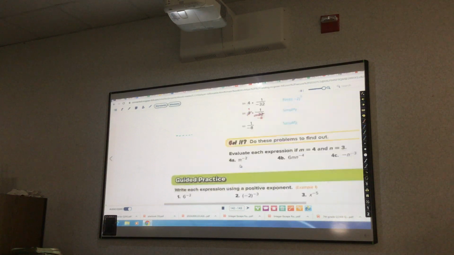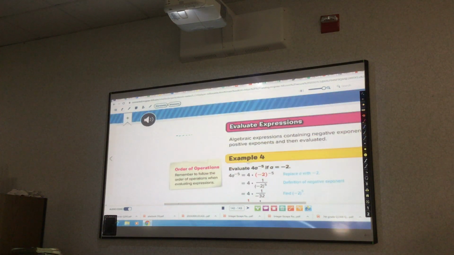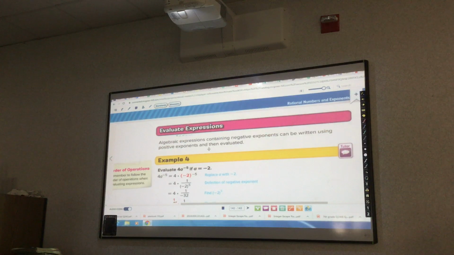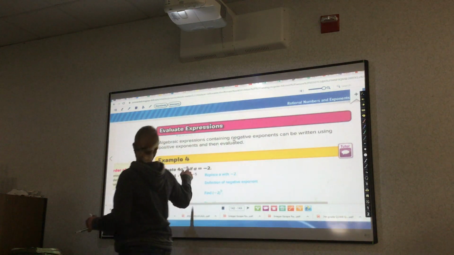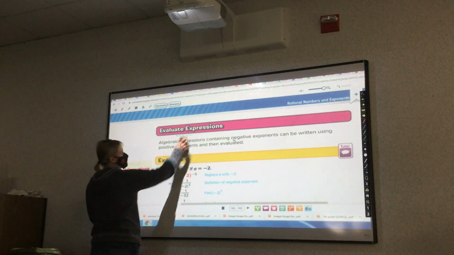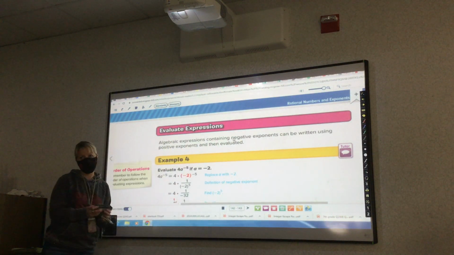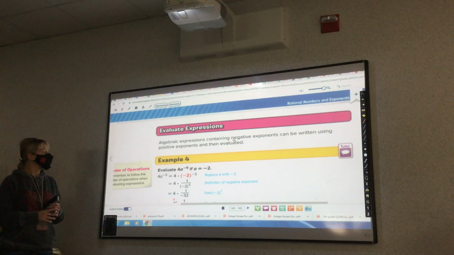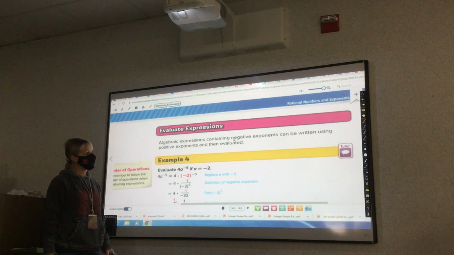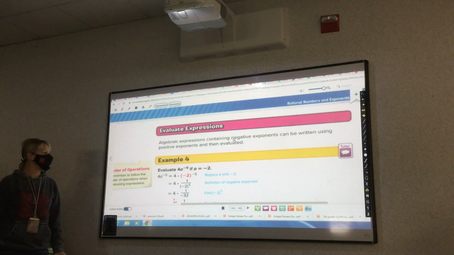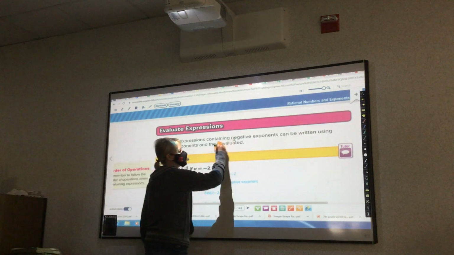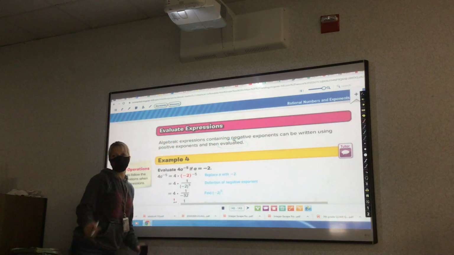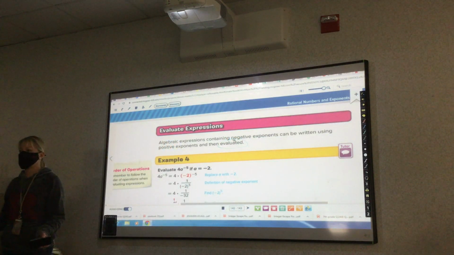Our last and final examples are just kind of like what we had before, where it's an algebraic expression, which just means they're giving you a letter, because that makes it algebra, and they're going to give you an amount, what it's worth, and you're just going to put it in and solve it. So it says algebraic expressions containing negative exponents can be written using positive exponents and then evaluated. This is the big thing. We have to evaluate it. Evaluate just means basically solve it.